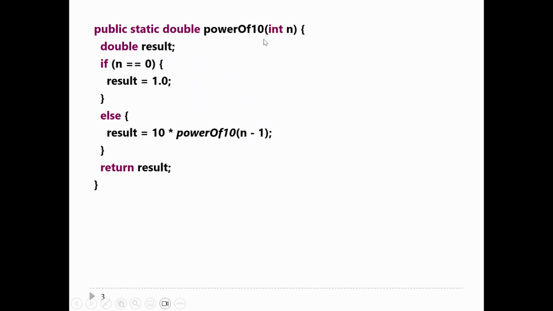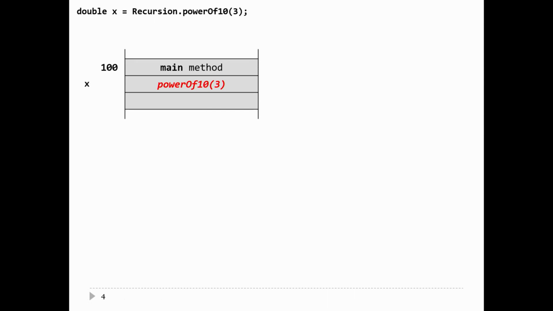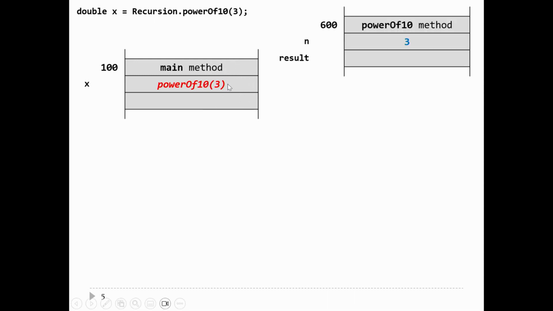Okay, so when you call this method in a language like Java or C, this is an example of what happens in memory. Somewhere you've got a main method. You call power of 10 to 3, so this should return 1,000, right? So what happens is this method starts running in memory somewhere. So it starts running here in this particular case.